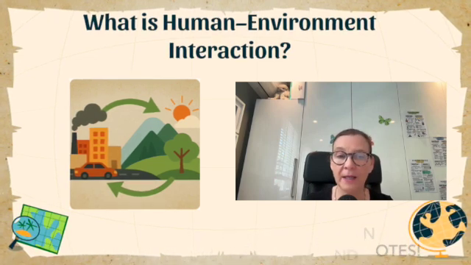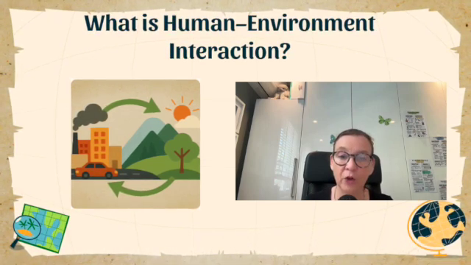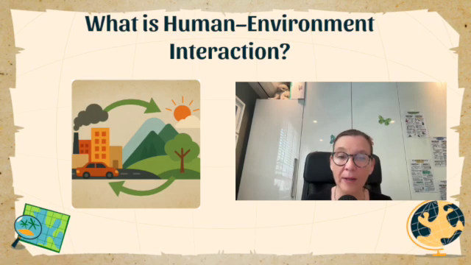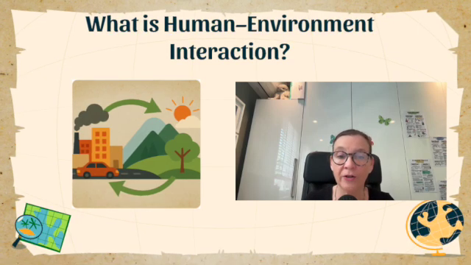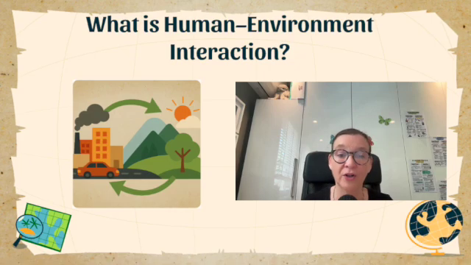Here's a big AP tip. Anytime you see an example of humans interacting with their environment, always connect the environmental factor to a human response or impact. That link is what AP exam questions are really testing.